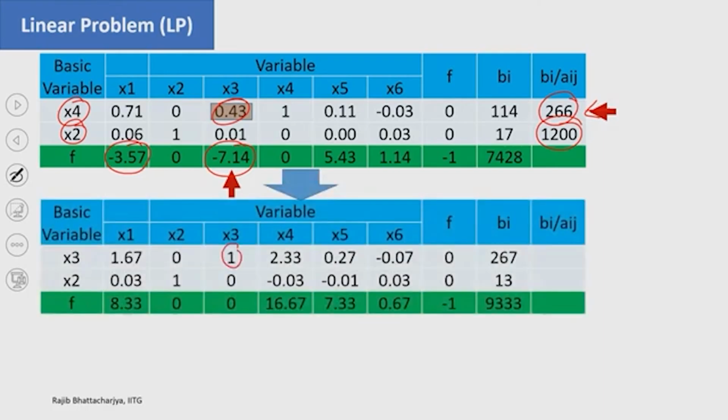So, in the next table, this is 1 and this is 0 and x 3 is entering into the basis. So, x 3 is now a basic variable and x 4 is a non-basic variable. So, in this table, if you look at the objective function row, there is no negative coefficient, okay, all are positive. So, therefore, it is not possible to reduce the objective function value. So, that means we got the optimal solution.